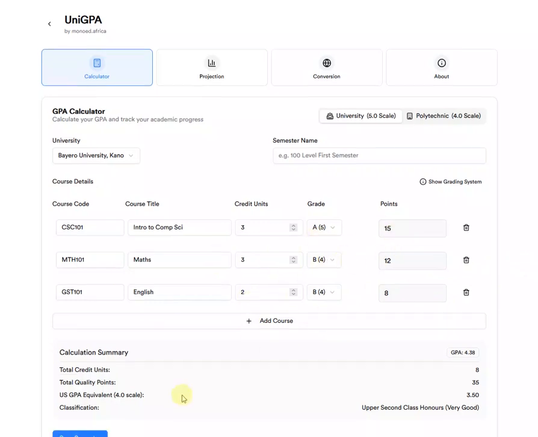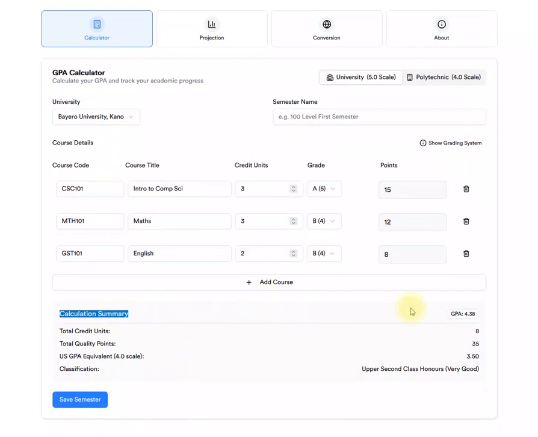So you can see the calculation, and you can look here. Look at the estimate. The GPA is 4.37. How does it do that? It takes this total quality point 35, divides it by 8, right? So you have this GPA 4.37. Now the equivalent in the United States or US GPA scale is 3.4, and you can see you fall in second class upper.